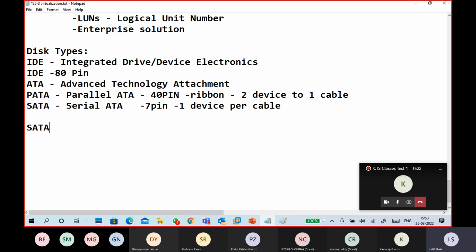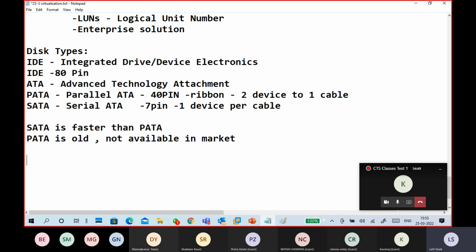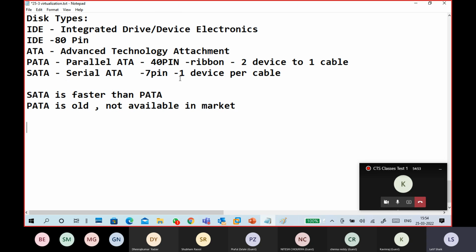SATA is faster than PATA, and larger. Of course technology changes. PATA has become old and is not available in the market. So how much faster? You have to do the speed comparison, guys, but I'm giving only one detail: SATA version 3 has around 6 Gbps speed. So these are the hard disk and hard disk interfaces.